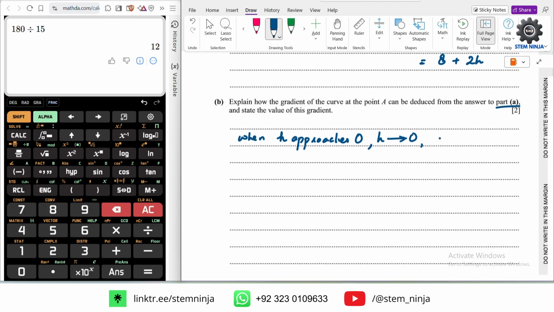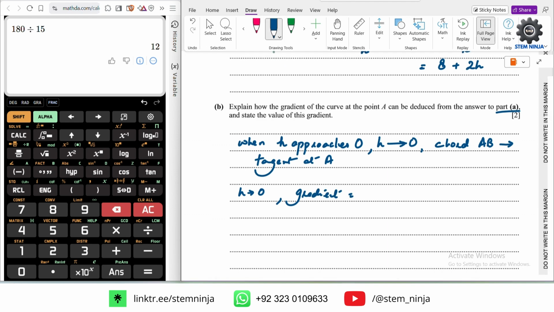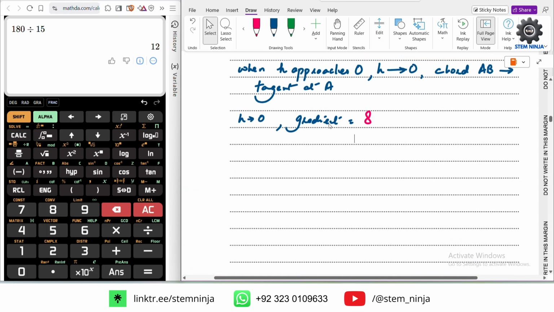So basically chord AB approaches or almost becomes tangent AB, tangent at A basically. So we need the value, we make h approach to 0, so gradient would be, you see, h would approach to 0, so you will get just 8. Alright, that's it for this question. Let's move on to the next one.